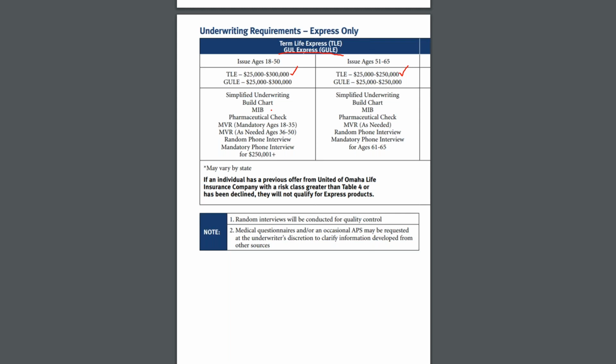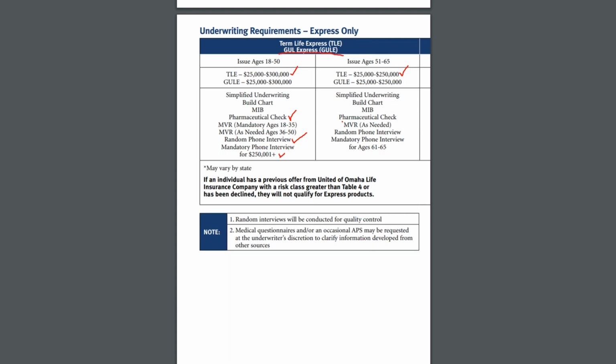They're also going to do an MIB, which is the Medical Information Bureau. They're going to do a pharma check on the prescriptions. If they're 35 or less, there is a mandatory motor vehicle check. So if your client is a bad driver, they have reckless driving convictions, DUIs, they're not going to qualify for this product. If they're over the age of 35, you still have to be able to answer no to those questions, but typically they're not going to do a motor vehicle check unless for some reason there's like a red flag or something, and it could be possibly random. There's also going to be random phone interviews, so make sure you're answering the questions properly. And there is a mandatory phone interview for applications of 250,000 plus. So keep that in mind.